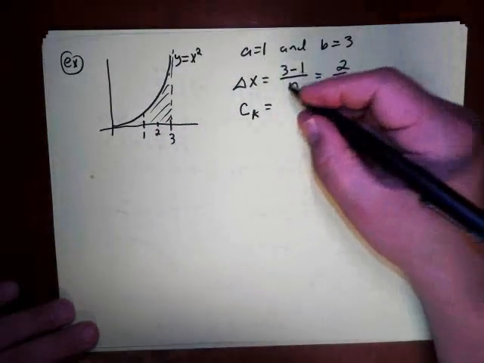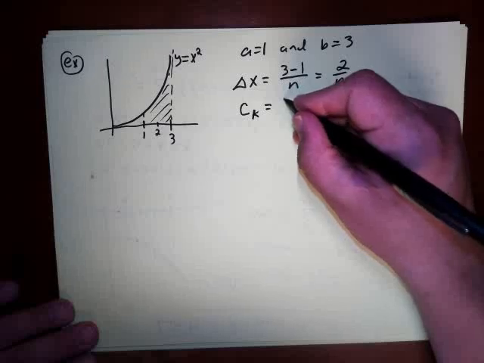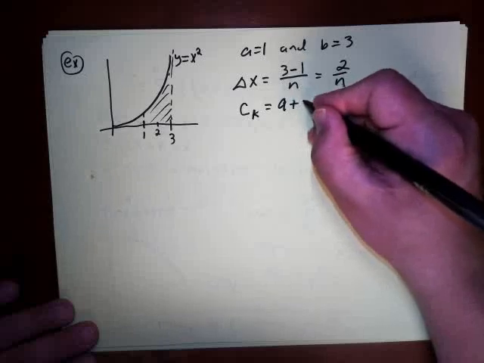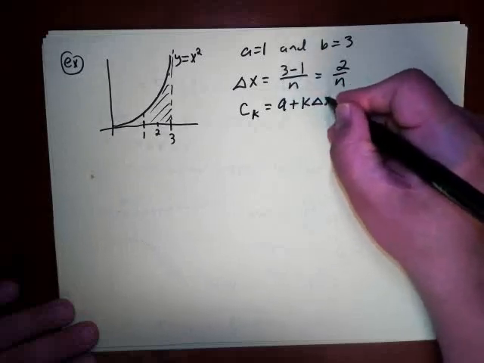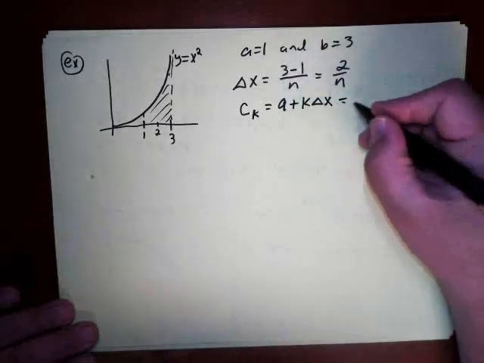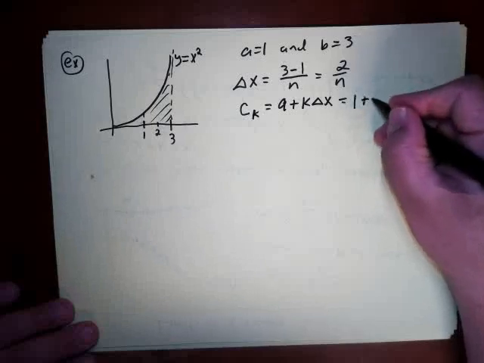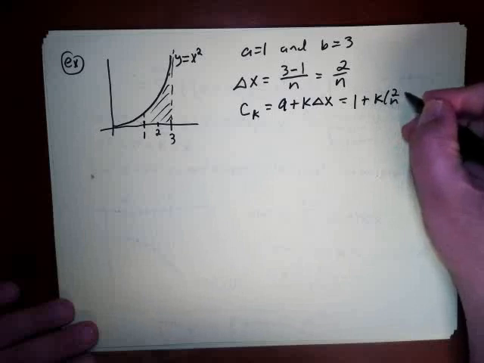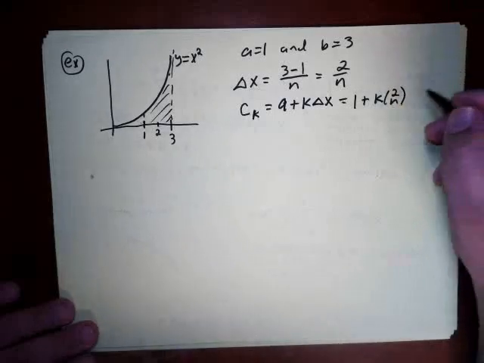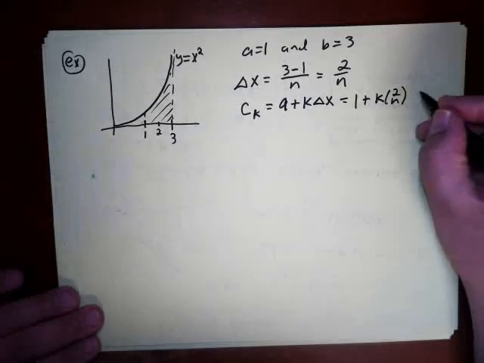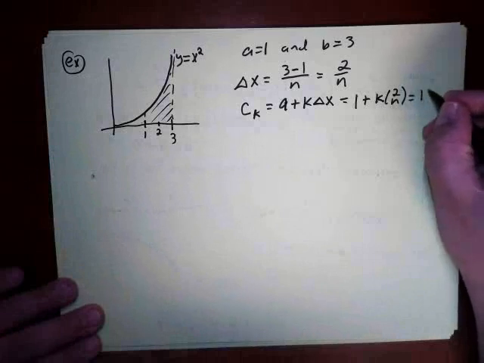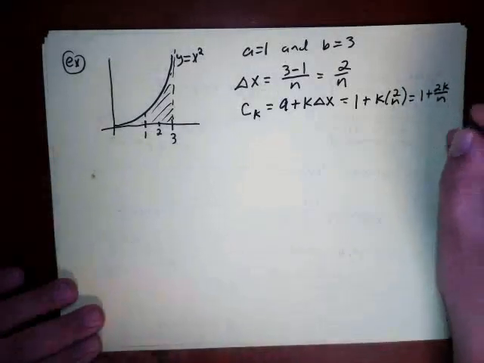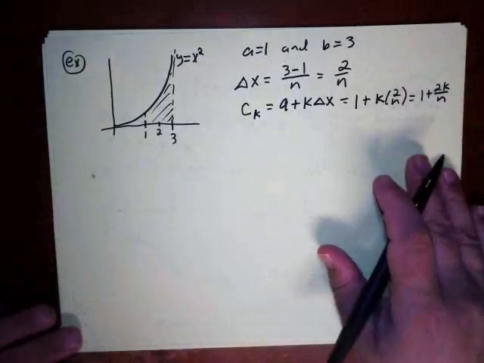So remember the right endpoint, the formula was a plus k times delta x. Okay, so my a is 1 plus k, and my delta x is just 2 over n. Okay, so we could simplify this to 1 plus 2k over n. We'll simplify it into that.